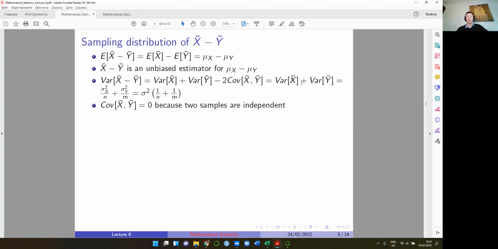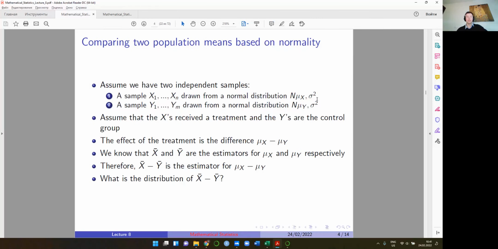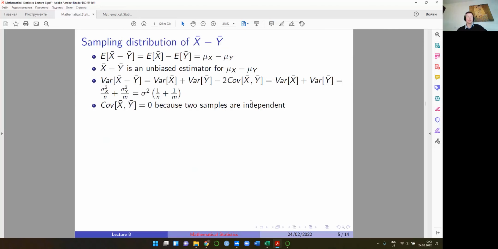And remember the first lecture, what is the variance of a sample mean? That's the population variance divided by the sample size. For variance of y bar, the same, population variance of the underlying random variable divided by m. So since we assumed here that sigmas are equal, we can take this sigma, factor this out, and in brackets we have 1 over n plus 1 over m, something like this.